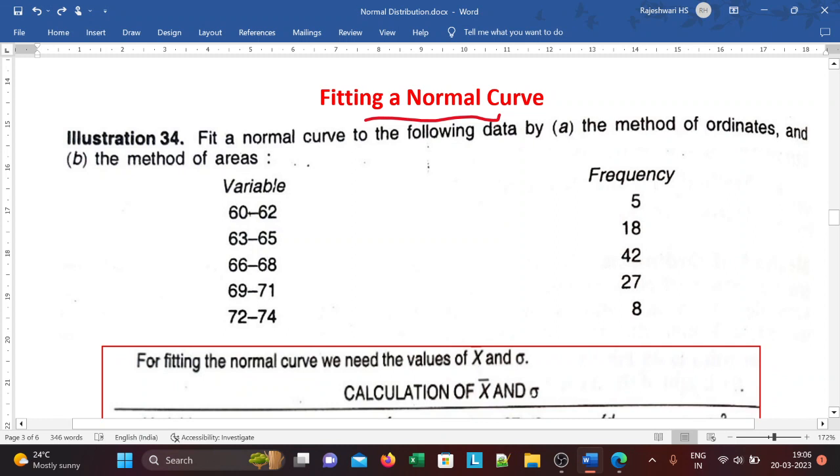See here, the variables are given. Remember, it's continuous data as we said for the normal distribution, and they have given the frequencies. So they have given only two pieces of information.